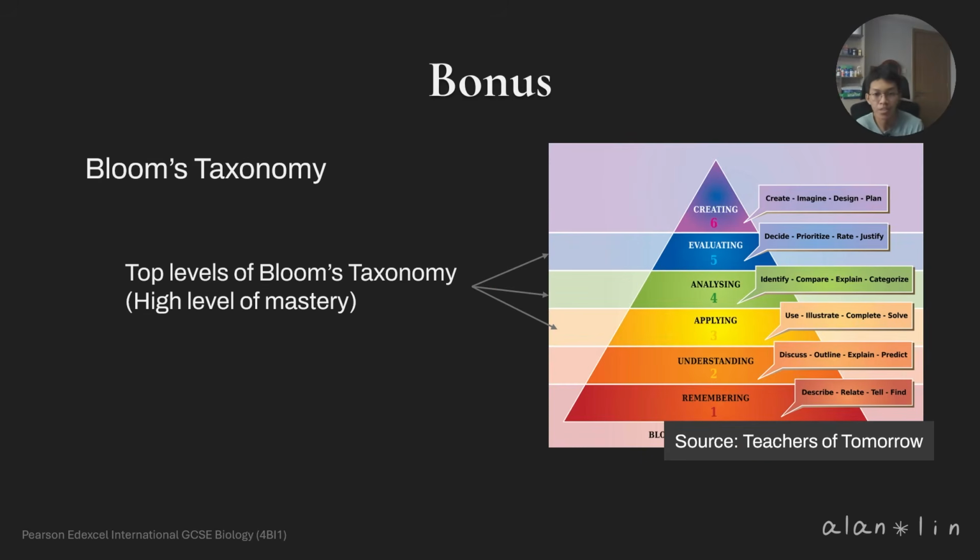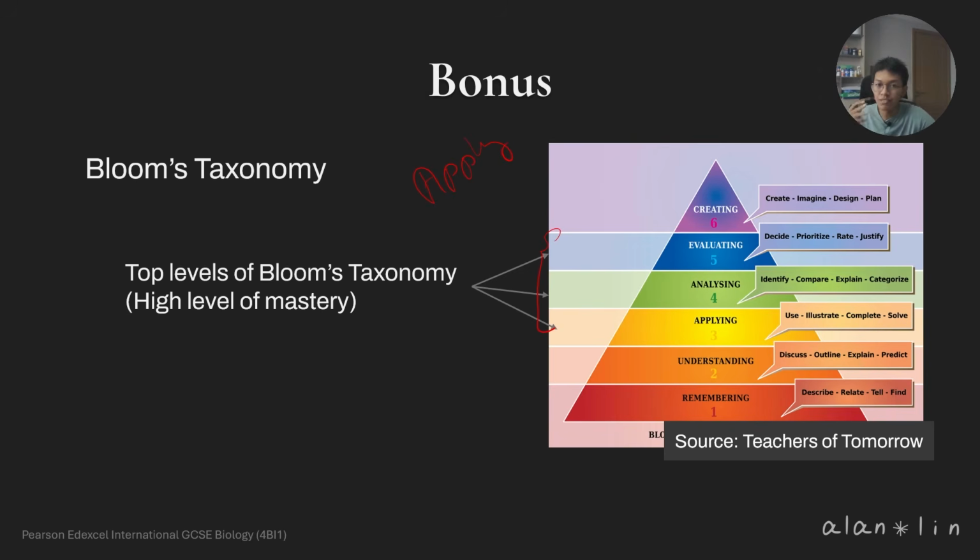And here is a little bonus section. This is Bloom's taxonomy. For those who might not know, Bloom's taxonomy is basically a way of classifying different levels of mastery of knowledge. And these comment on, discuss, evaluate questions, in my opinion, are assessing the top levels of Bloom's taxonomy. So that means that they are demanding the greatest level of mastery from the candidates on the topics that they are assessing, especially for those applied questions where you have to use your biological knowledge.